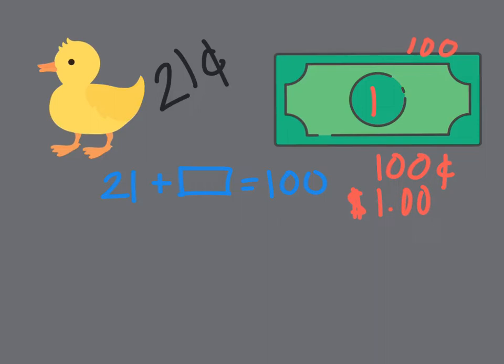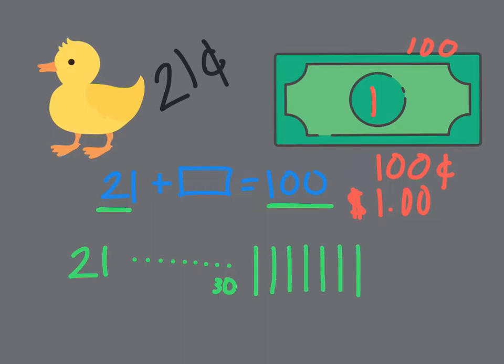So I'm going to start with 21, and I'm going to make ones, circles, until I get to the next 10. If I'm at 20, the next 10 is going to be 30. So 21, 22, 23, 24, 25, 26, 27, 28, 29, 30. So now I'm at 30. I'm going to keep making 10s until I get to 100. So 30, 40, 50, 60, 70, 80, 90, 100.